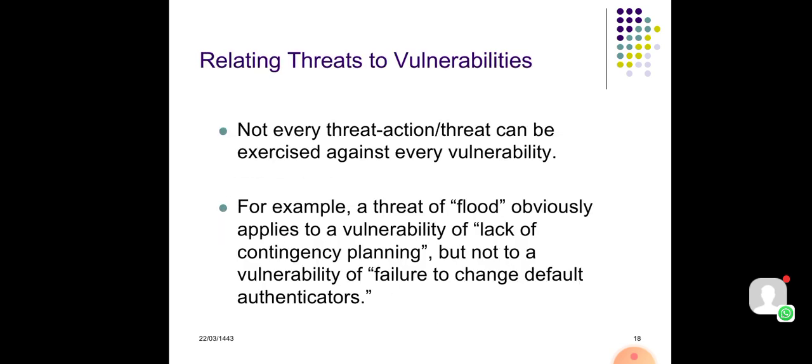Relating threats to the vulnerabilities: not every threat can be exercised against every vulnerability. We discussed previously that a number of threats will be there, and we need to judge which threat will enter through which vulnerability. So every threat will not take action through each vulnerability. We need to see from where which vulnerabilities will be ready to be entered through the particular system. For example, a threat of a flood obviously applies to vulnerabilities of a lack of contingency planning, but not to vulnerabilities of a failure to change the default authenticators.